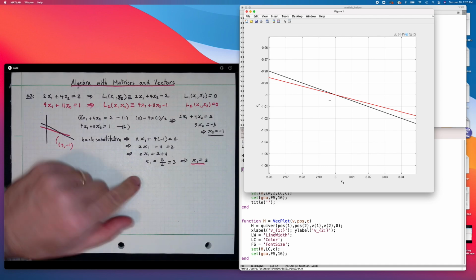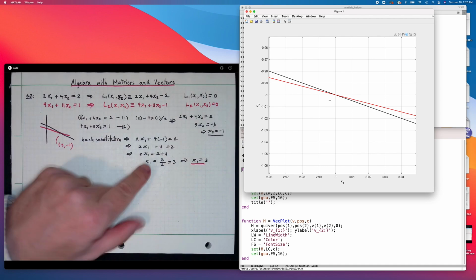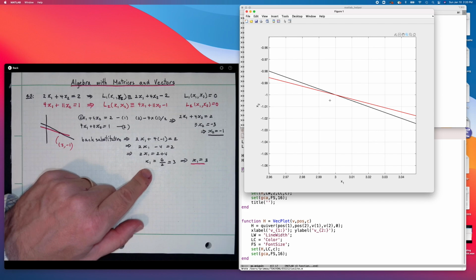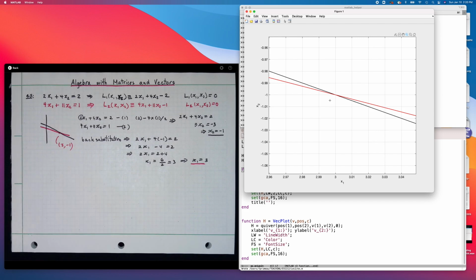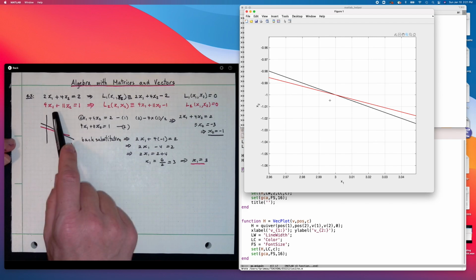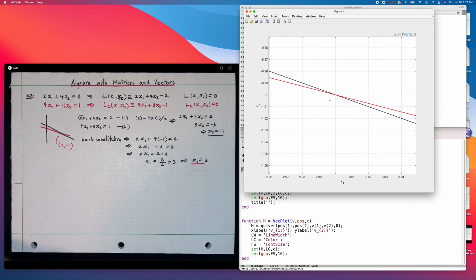Now here I did all the tedious algebra. A 2 by 2 is not too bad by hand, but of course we'd like to get Matlab to do the solution for us. And to see how Matlab will do it, it's useful to write down these equations in terms of vectors, and then later on in terms of matrices.